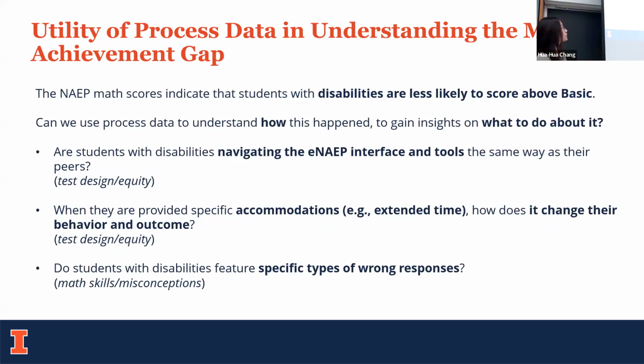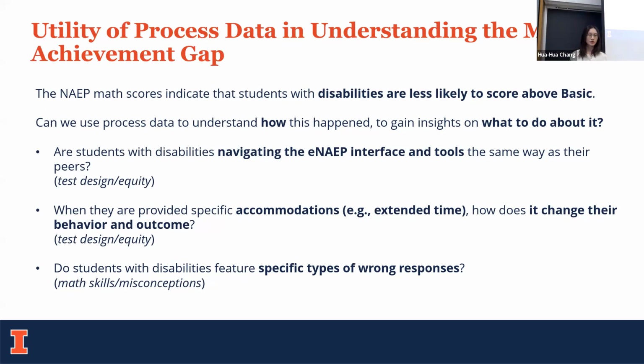The NAEP math scores or the performance levels we saw earlier have indicated that students with disabilities are less likely to score above basic. Right? But that's a summative result that simply tells us that they can still improve further and maybe do better in mathematics. Right? Our question here is, can we use process data to understand a little bit how this happened? And maybe it can help us gain some insights into what we can do about it. Right? If we're to help them improve, what are the things we can probably target?